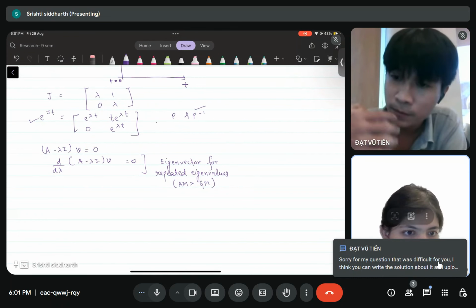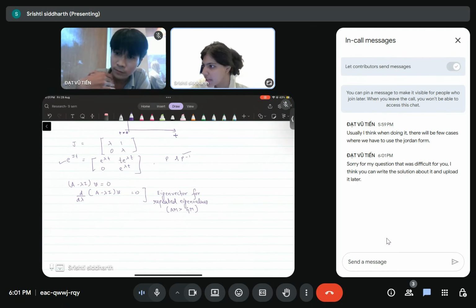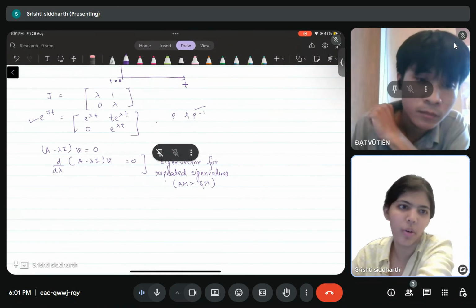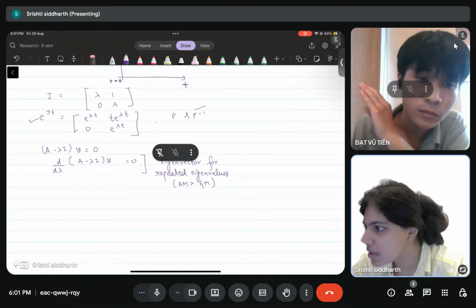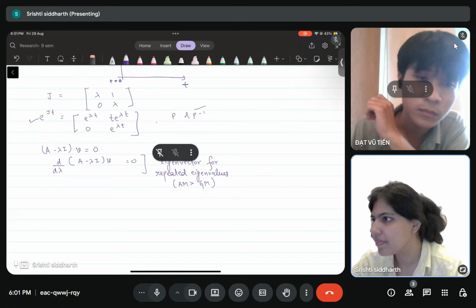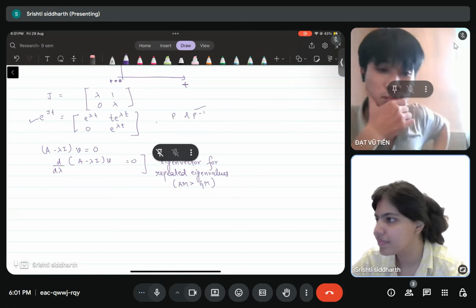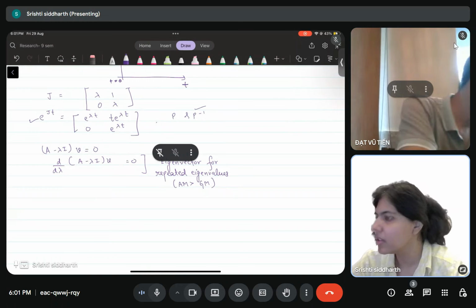No, I'm just trying to find some example. I think most of the examples online are just for distinct eigenvalues, so it's a bit hard. I think I'm finding it.